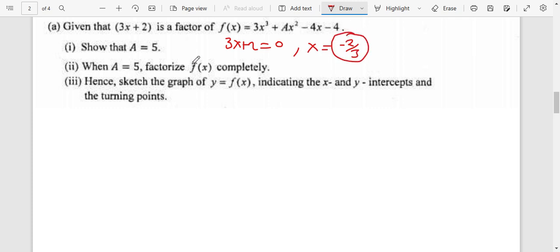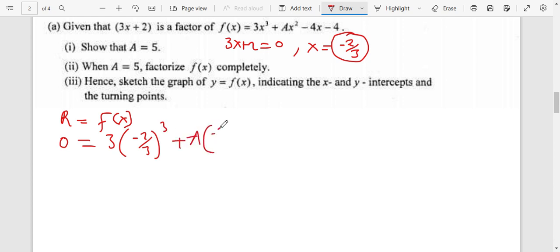So if I get negative 2 using the remainder and factor theorem, remainder is equal to f of x. Because this is a factor, the remainder is going to be 0. That will be equal to, I'll go into f, we have got 3, where there is x, I'm going to put negative 2 over 3 to the power 3, plus a, where there is x, I'll put negative 2 over 3 to the power 2, minus 4, where there is x, I'm going to put negative 2 over 3, and then minus 4.